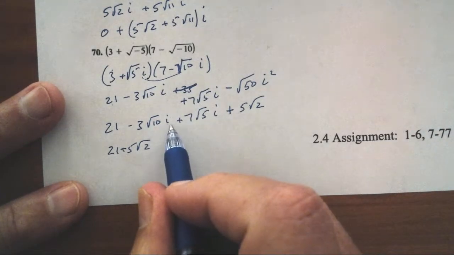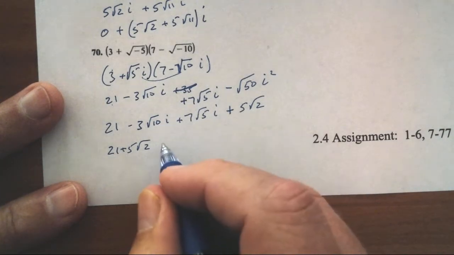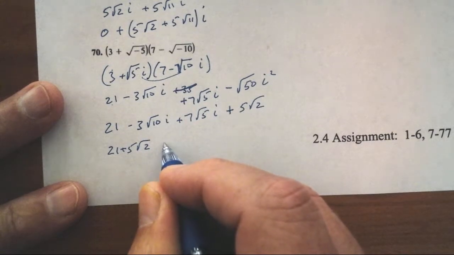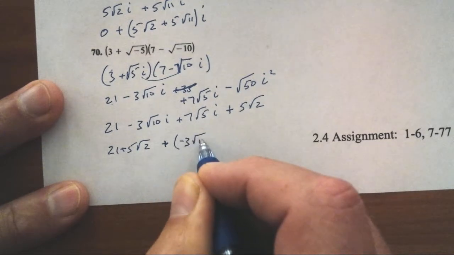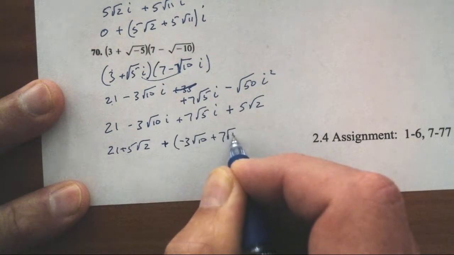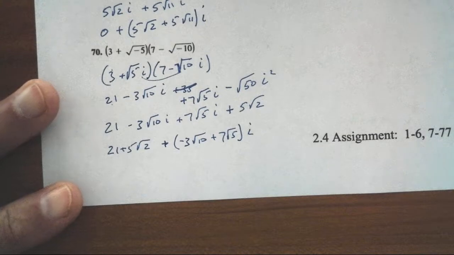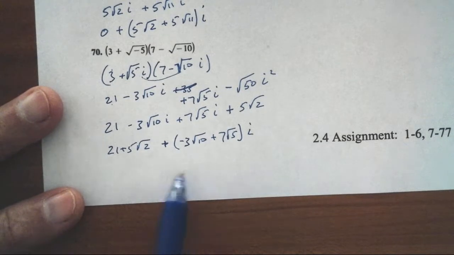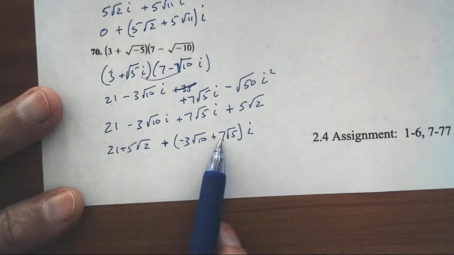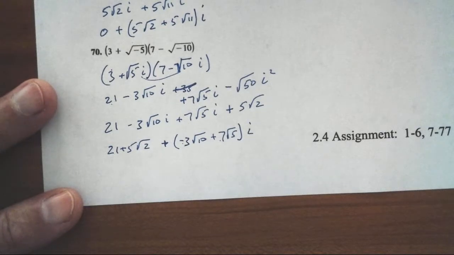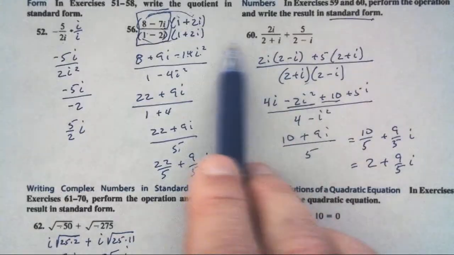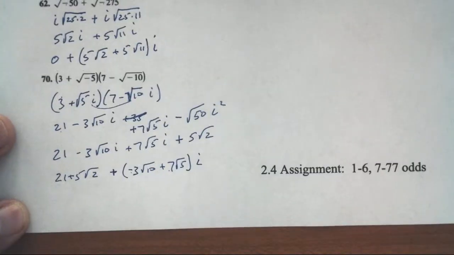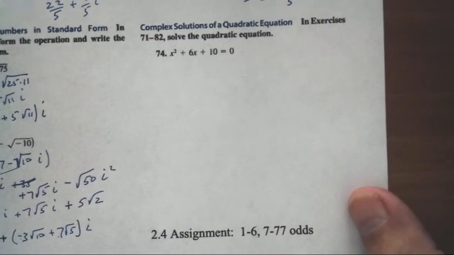And then my imaginary part could look something like this. I could go plus negative 3 root 10 plus 7 root 5 times i. And we may make this minus, and this would be positive negative. But that's where we're at on that. Once again, calculator will do these for you, but for the purposes of this assignment, want problems by hand, and let's take a look at one last problem.